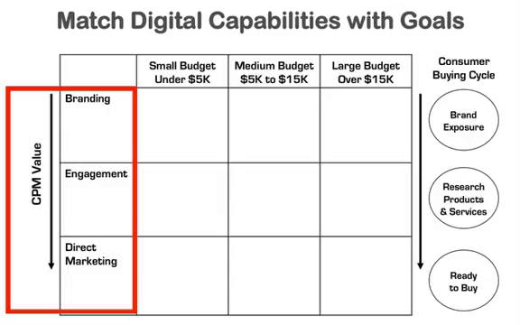And you also notice the CPM value, the value per impression, actually increases as we go from branding to direct marketing, because by the time we get to direct marketing, those are leads that we're capturing for our clients. Those are very qualified leads and a high probability that those customers are going to buy from that particular advertiser.